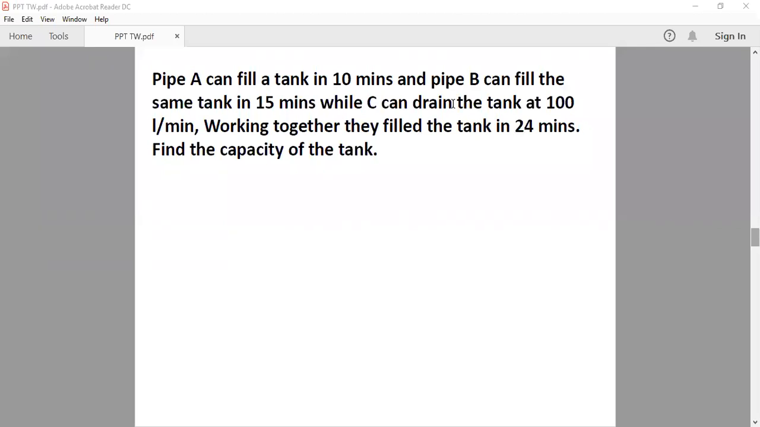अब इसमें हमें दो लोगों के लिए time दिया हुआ, and for the third one we are giving units. Okay. So let us now try to solve it. We will solve it both by unitary as well as fraction approach. We are given that A can fill the tank in 10 minutes. B can fill the same tank in 15 minutes, while C can drain it at the rate of 100 liter per minute. And A plus B plus C together filled it in 24 minutes.